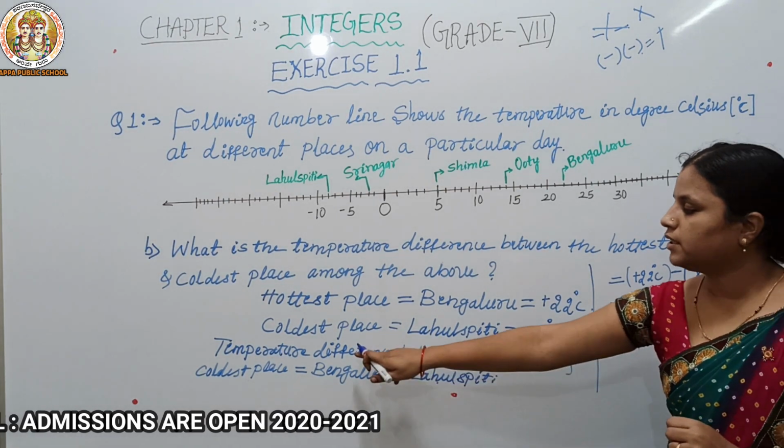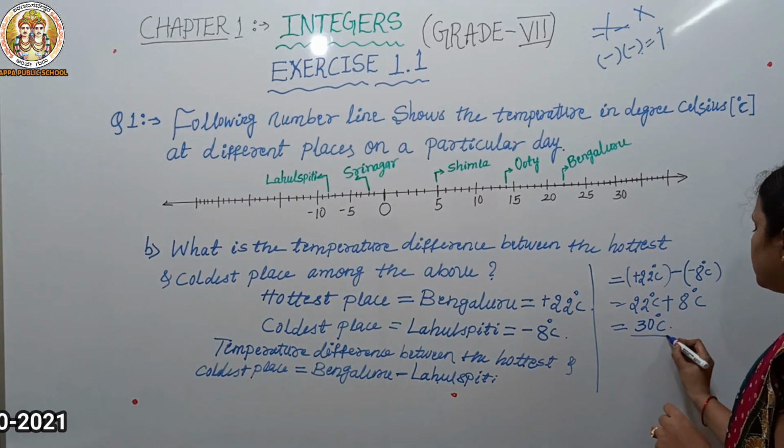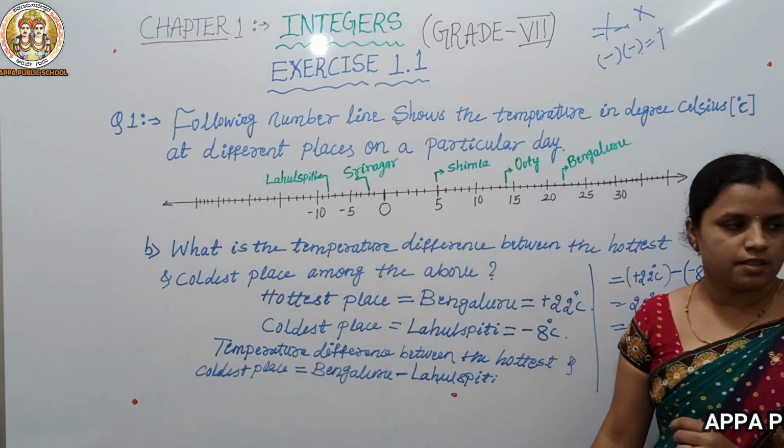So what is the temperature difference between the hottest and the coldest place? It is 30 degrees Celsius.